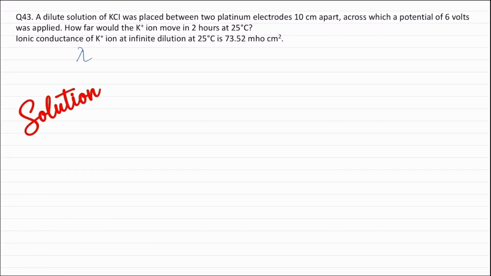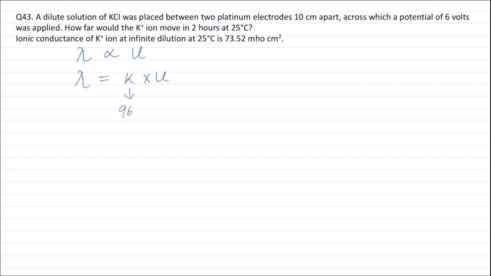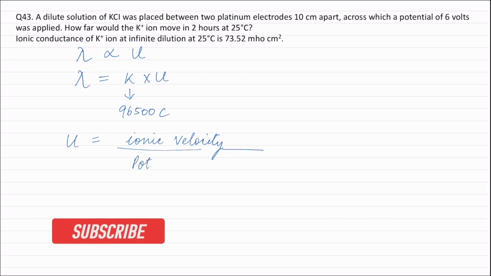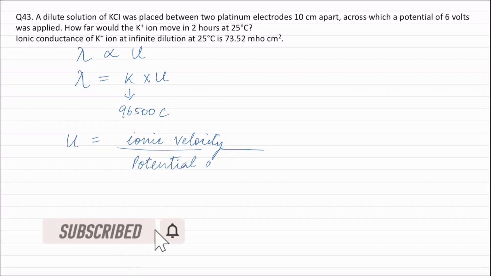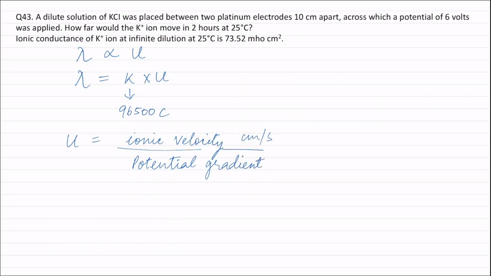The equivalent ionic conductance is directly proportional to ionic mobility, so equivalent ionic conductance is equal to K into ionic mobility. K is the proportionality constant whose value is 96500 coulombs. Ionic mobility is equal to ionic velocity divided by potential gradient. Ionic velocity is in centimeter per second.